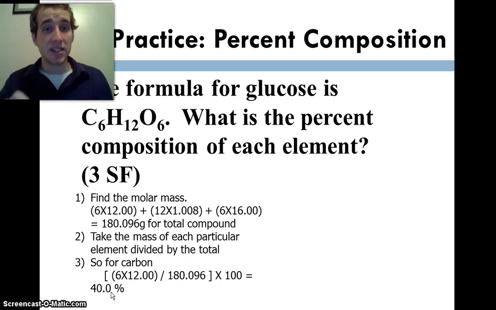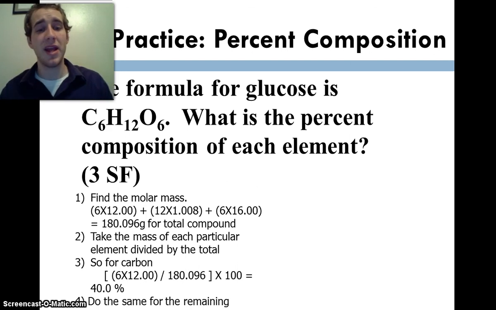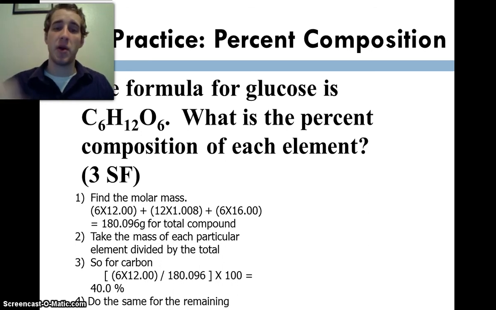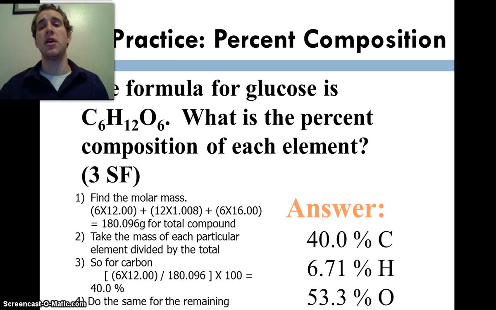We would do the exact same process for the other 2 elements. Now, the mass for those elements will change, but the total, the bottom number, won't change. The bottom number will always be the molar mass of the entire compound, 180.096 grams per mole in this case. Okay? So you'd repeat this for your remaining elements. We would find the mass from the hydrogen, divide by 180, find the mass of just the oxygen, which would be 16.00 times 6, divide by 180.096 grams per mole, and then we should have all 3 of our percentages. Our percent from carbon, percent from hydrogen, and our percent from oxygen.